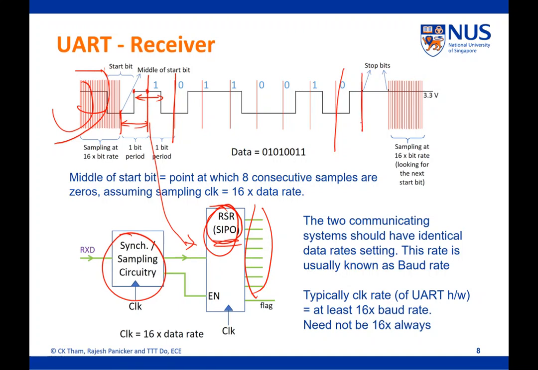You also sample the 9th bit and possibly the 10th bit, depending on the number of stop bits, to make sure that they are ones. If the stop bits are found to be not ones, it means your sampling was definitely wrong. Got the idea? Because the stop bit is supposed to be 1. If you are sampling at the correct times, it's supposed to be 1.